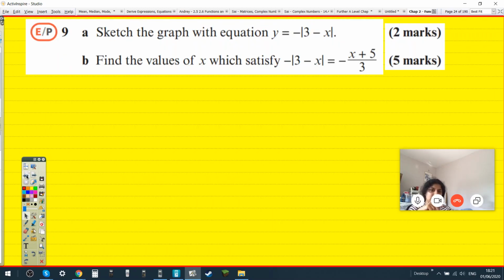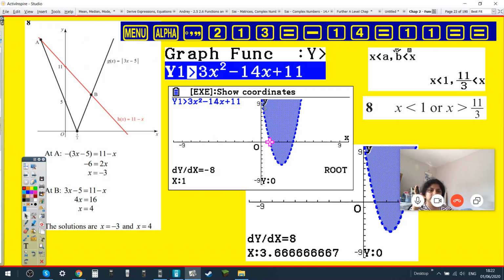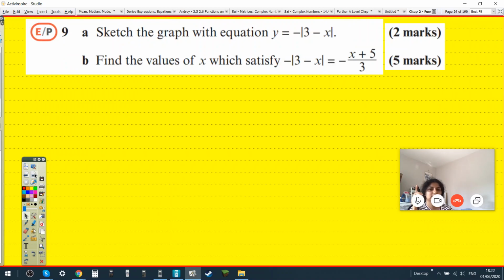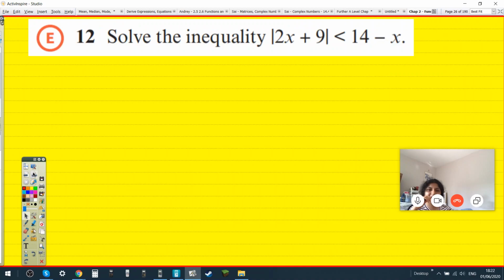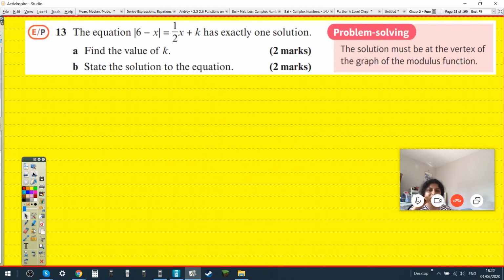Let's see. You can do inequalities on the graphical calculator as well. Anyway, sketch the graph of that. That's fine, and then find the values of x. I think that's also fine. It's just lots of calculator stuff. Yeah, that's the same. This is worth doing. Let's try 13a.